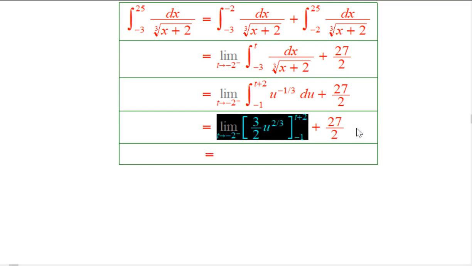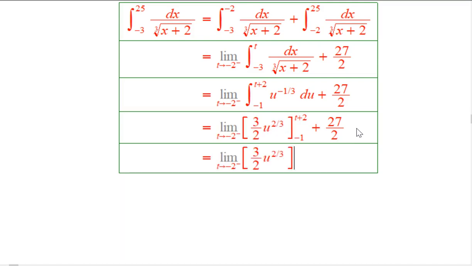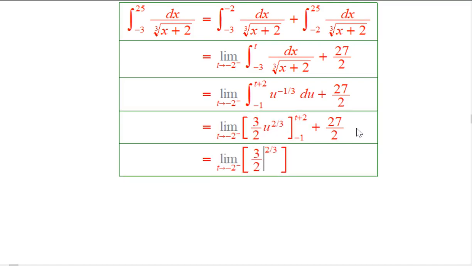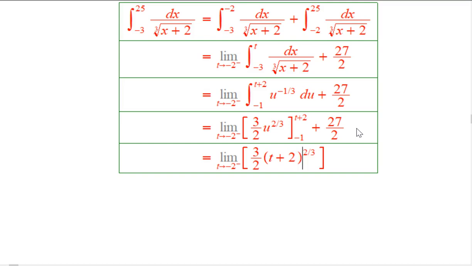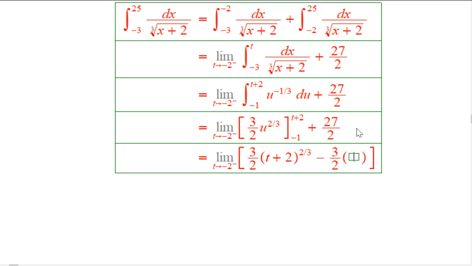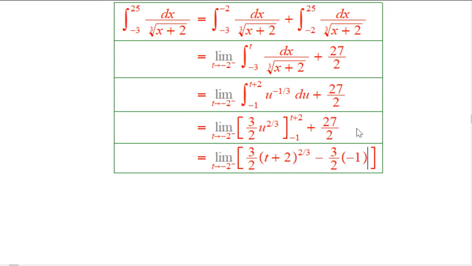Okay, we're almost done with this guy. Let's just make sure, what does this mean explicitly: t plus 2 to the 2/3, and then minus 3 halves. Now we have to be careful. This is a -1 to the 2/3.